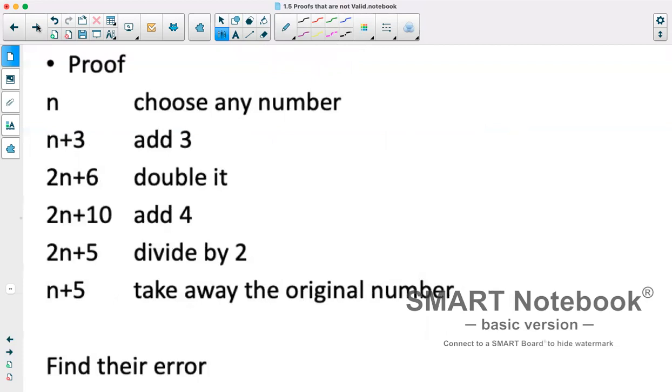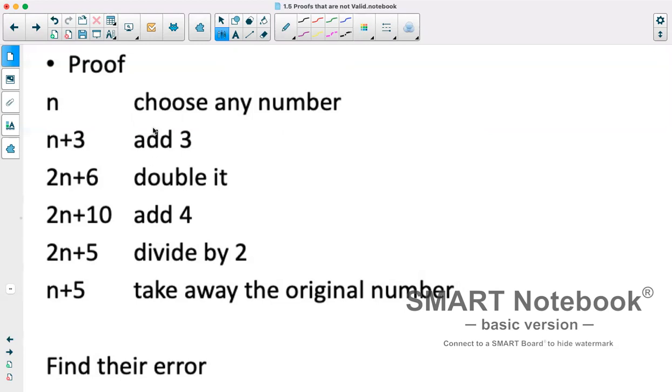So their proof was: choose any number, add 3, double it, add 4, divide by 2, take away the original number. So they put in variables. Choose any number, they chose the variable n, add 3, they have n plus 3, doubling it, they've got 2n plus 6, so they doubled each of those. Add 4, they added 4 to the 6 to give the 10. Divide by 2, they wrote 2n plus 5, take away the original number. They ended up with n plus 5.